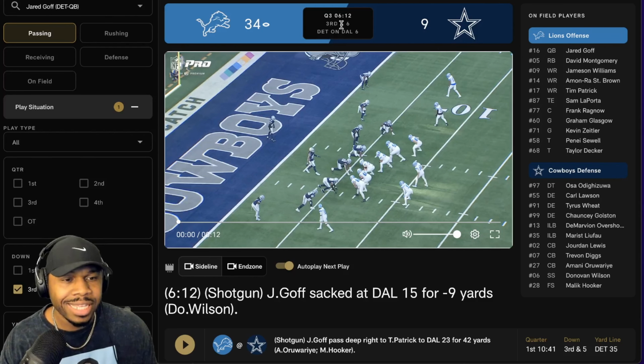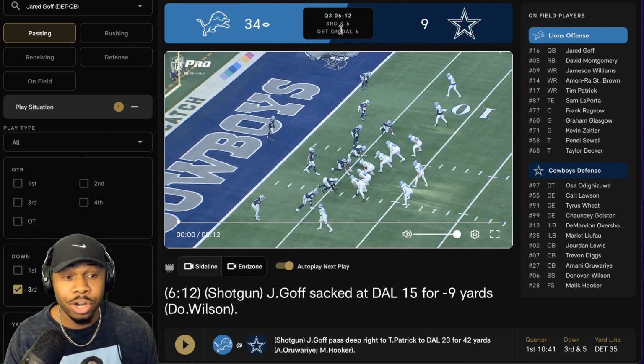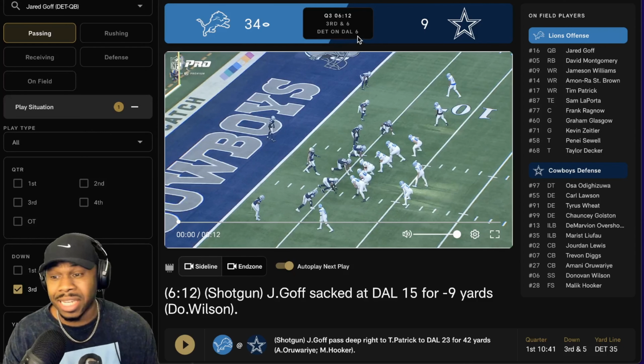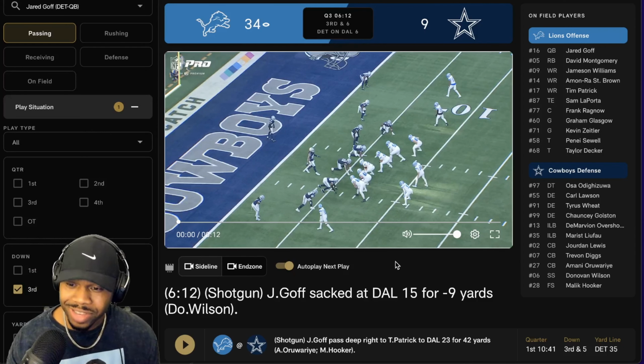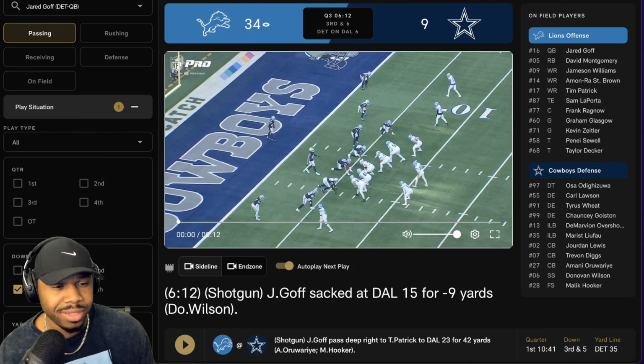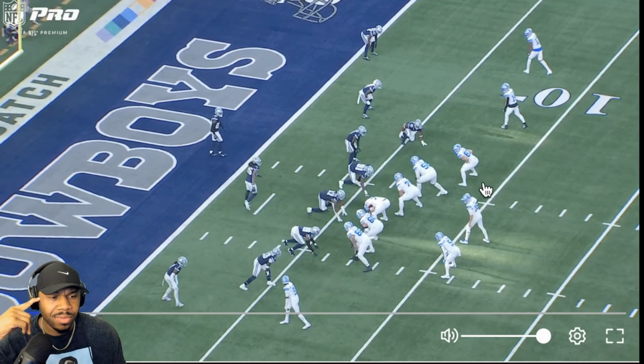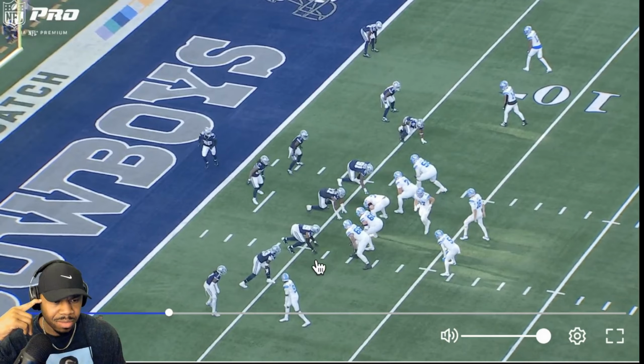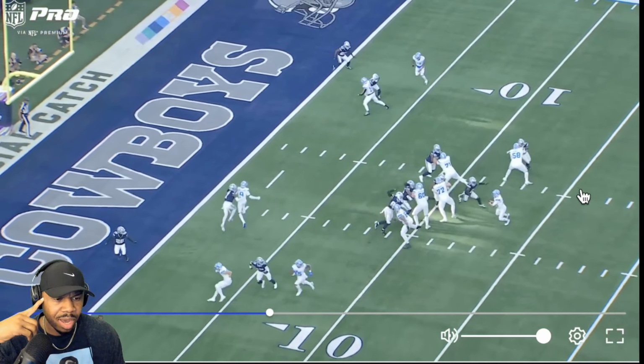Third quarter, 6:12 on the clock. It's 3rd and 6. They're on the Dallas 6-yard line. But Goff gets sacked for 9 yards. Run it. We got 11 personnel, 1 back, 1 tight end. We got the motion.